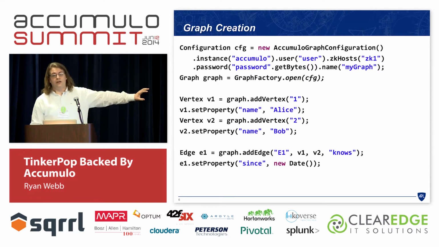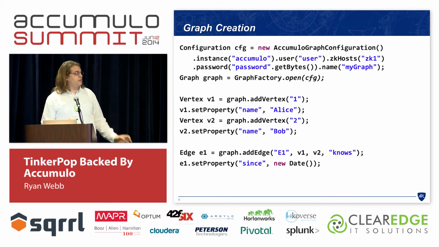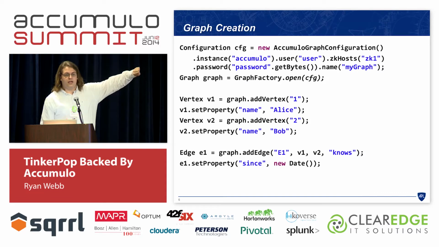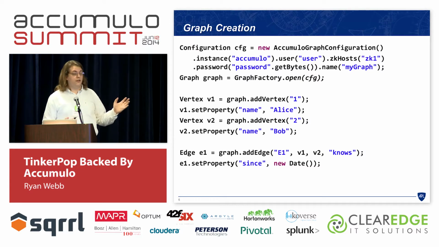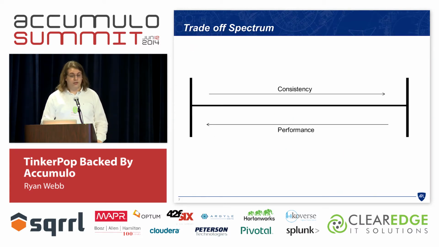So here's a look at using the API. This is using our Accumulo graph. Except for the first line, it would look the same for every implementation of TinkerPop Blueprints. You make your configuration object, which sets some parameters. Here we have the basic ones: what instance, what user, the password, the name of your graph, and your ZooKeeper. You pass that to the graph factory, which is where you start entering the TinkerPop API. And then you get back a graph. On that graph, you can add vertices, set properties on those vertices, add edges, and add properties on those edges. Very simple.